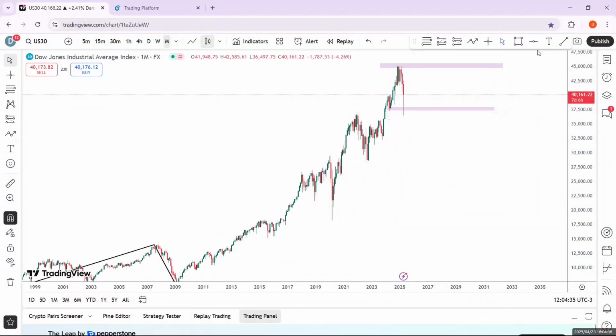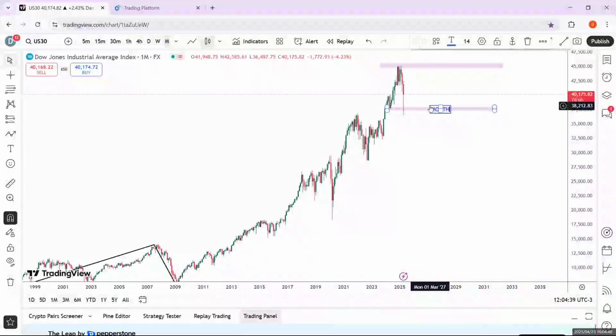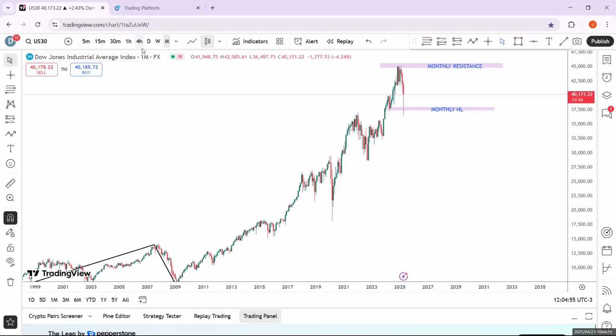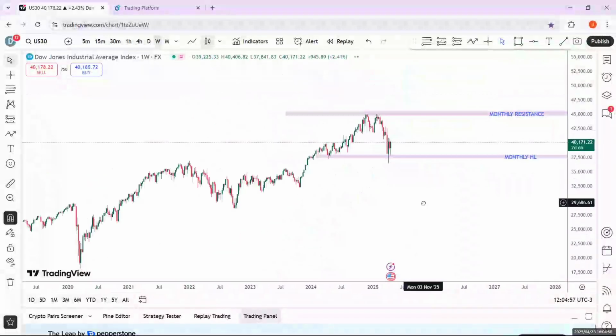But before we go on to the weekly time frame, I want us to label these levels. So this one right here can be known as a monthly HL. Monthly HL means monthly higher low. And the highest point that prices got to right here can be labeled as the monthly resistance point. Okay, monthly resistance. Now that that has been defined, let's take that information to the weekly time frame.